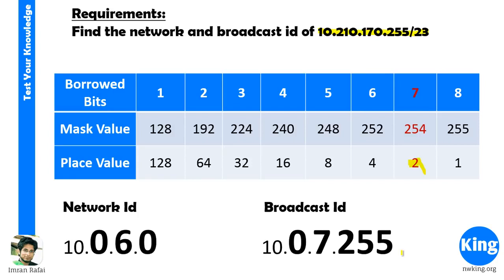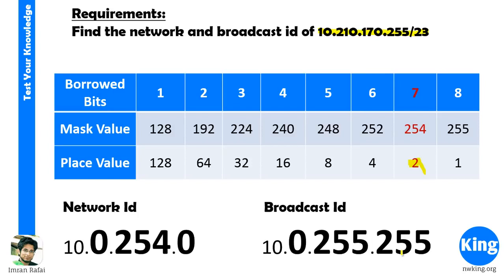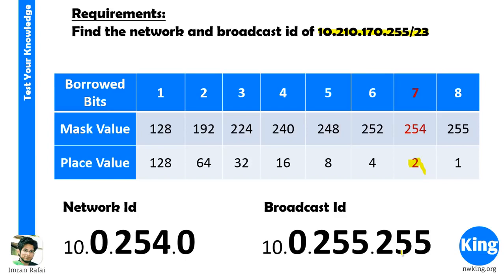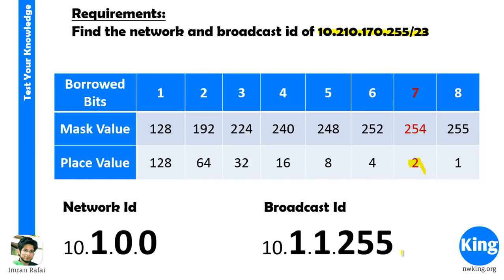So it goes on, 10.0.2.0 to 10.0.3.255, 4.0, 6.0, 8.0. It goes on and on until it reaches 10.0.254.0. The next network ID, when you add 2 to it, becomes 256. That's not valid. So it is 10.1.0.0. Remember, from 254.0, if you add 2, it will get reset and it becomes 1.0.